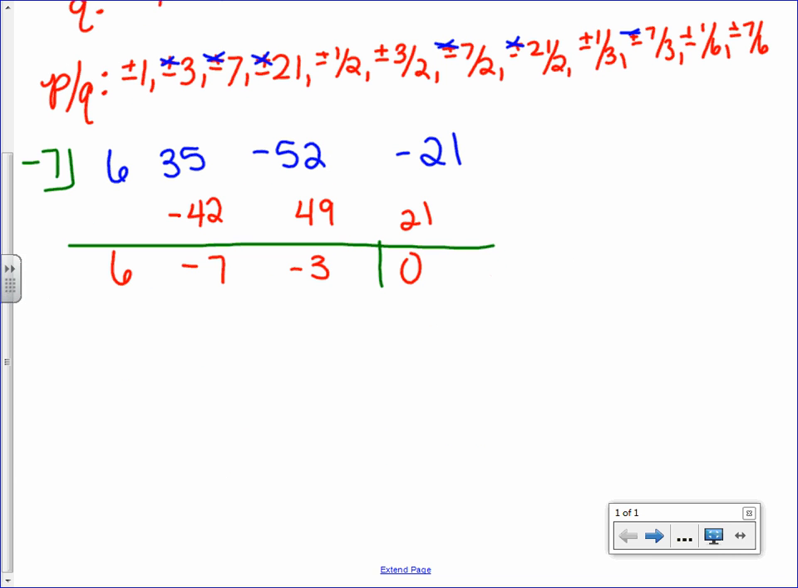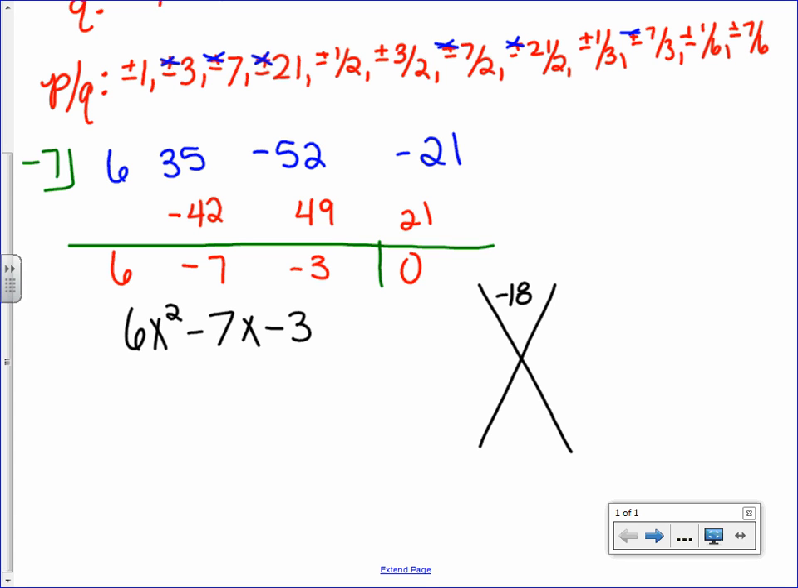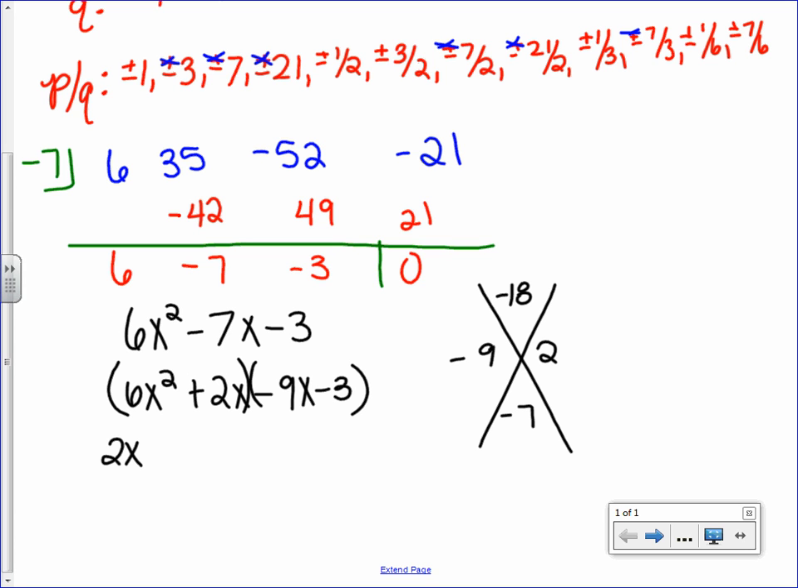So now, this is going to turn into 6x squared minus 7x minus 3. Okay? So I'm looking at a negative 18 and a negative 7, negative 9, and positive 2. Alright, so 6x squared plus 2x minus 9x minus 3. I can take out a 2x. Then I have 3x plus 1. Take out a negative 3. 3x plus 1.